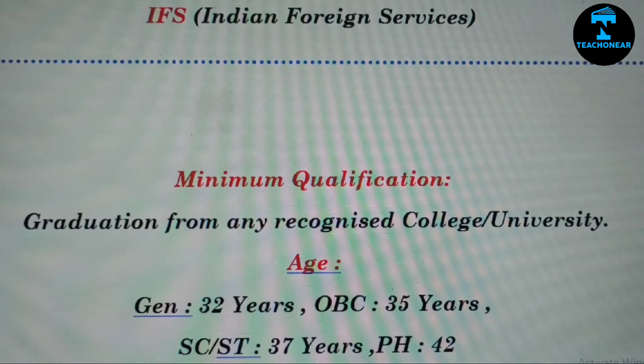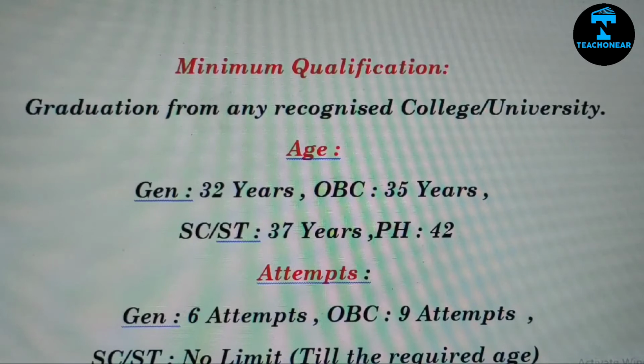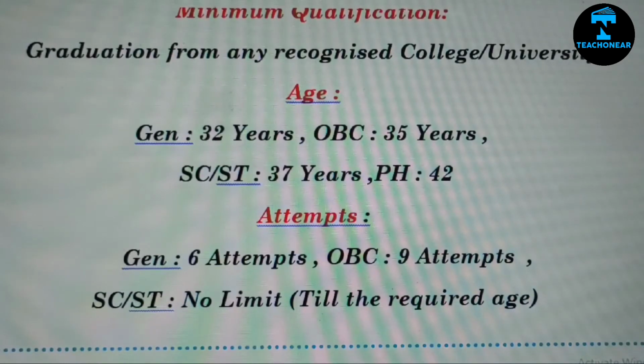Minimum qualification. What is the minimum qualification to sit for this examination? A candidate must have a graduation from any recognized college or university. This is the minimum qualification. What is the age limit? Age limit is from 21 to 32 years for general, for OBC 21 to 35 years, for SC and ST 37 years, and for physically handicapped 21 to 42 years. So this is the maximum age limit.